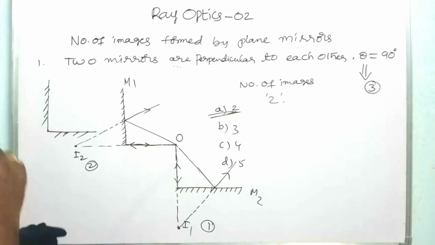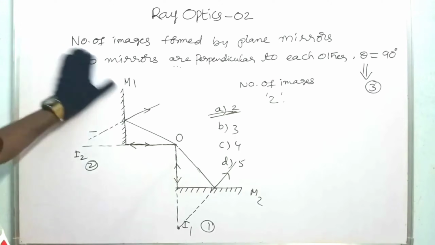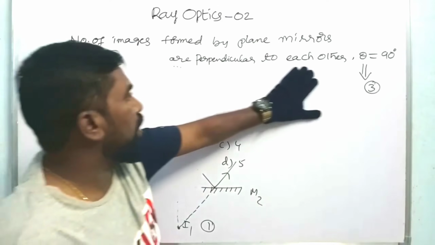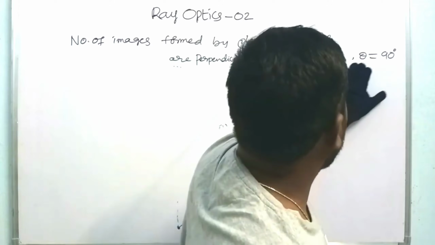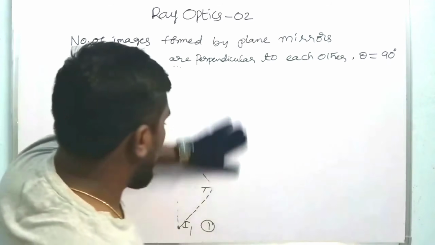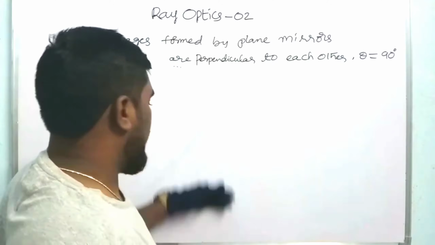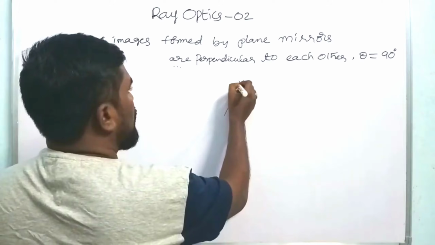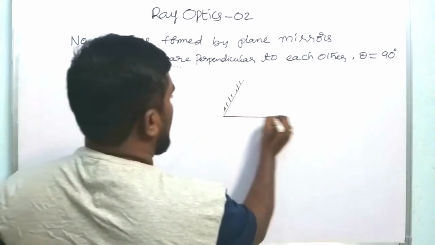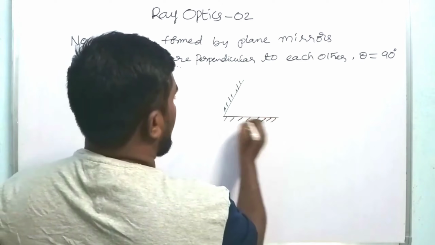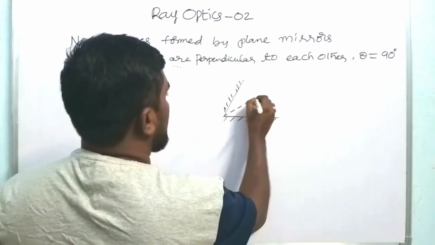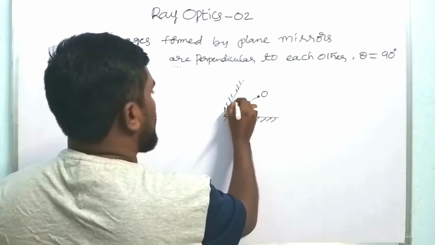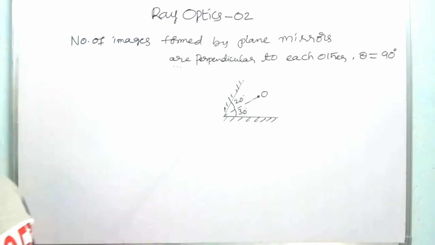Right. Now let us see, if two mirrors are separated by different angles, except 180 and 90. So if two mirrors are here, this is one of the mirrors and this is the other mirror, and there is an object which is at 30 degrees and this is 20 degrees, then how many images will be formed?